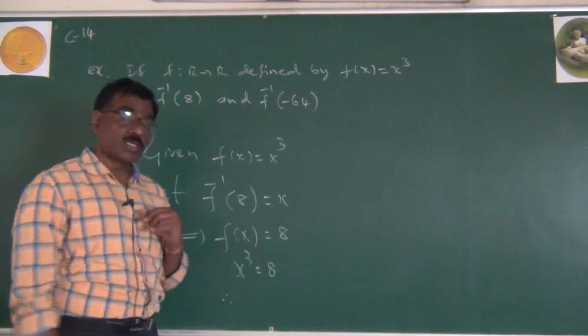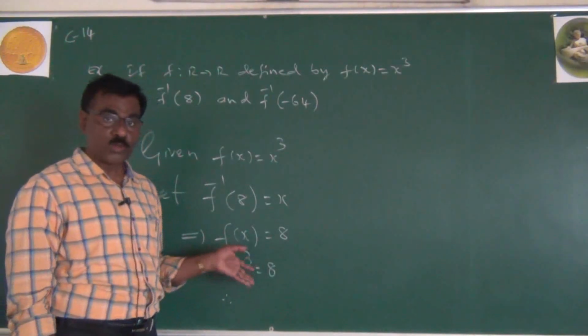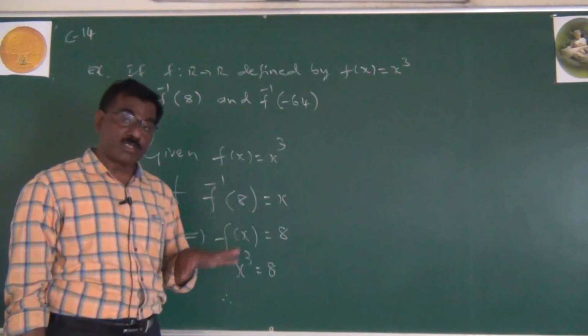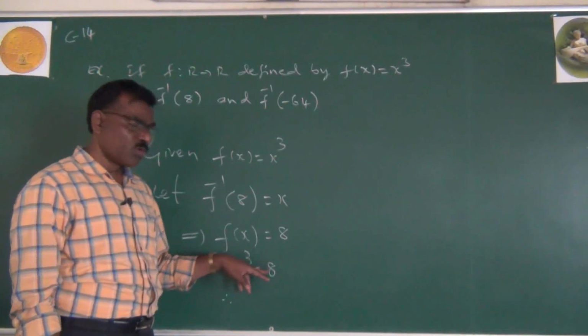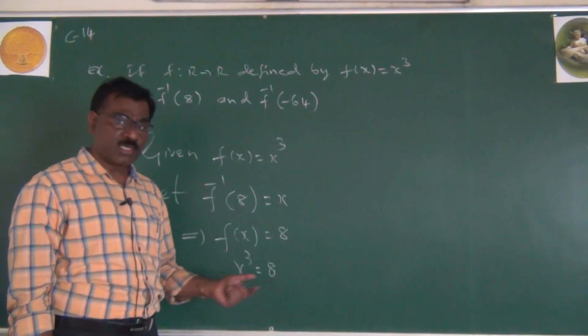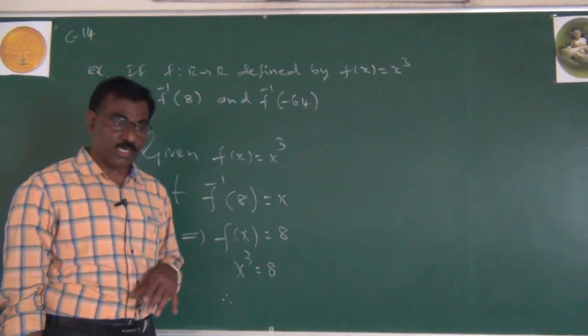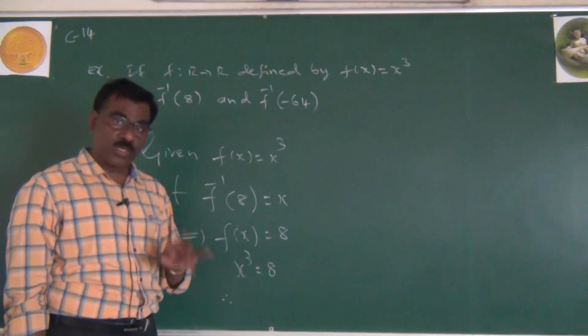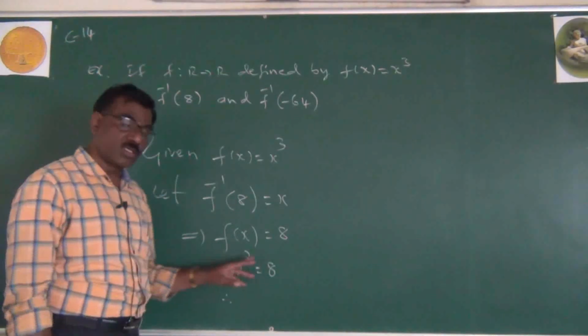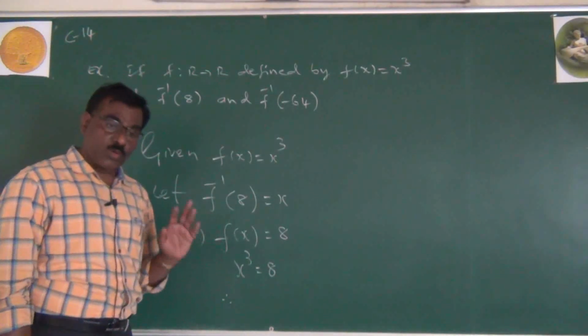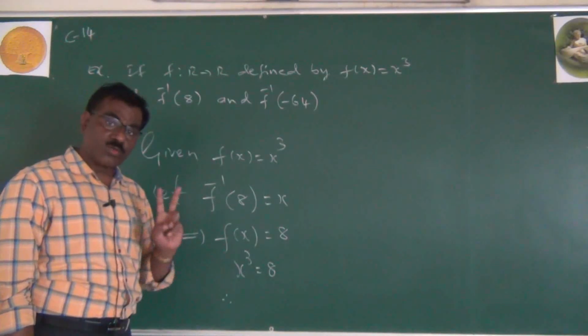But how many roots are possible? Three roots are there, because a cubic equation must have 3 roots. Usually students take x cube is 2 cube, so x is 2, equating the powers with the same base. That is 100% correct, but out of 3, 2 is only one root. So what are the other 2 roots? That is very important. These are cube roots, and cube roots are always 3 roots: one real root and 2 imaginary roots.